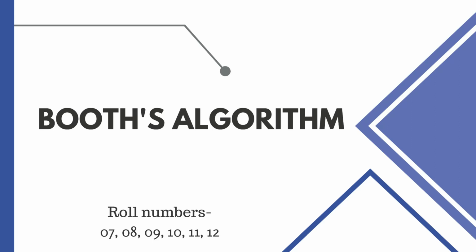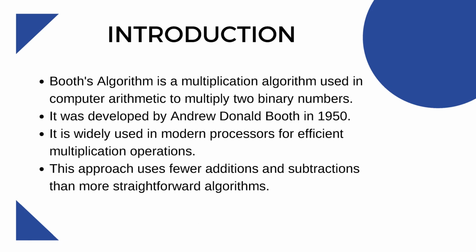Our topic is Booth's algorithm. Introduction. Booth's algorithm is a multiplication algorithm used in computer arithmetic to multiply two binary numbers. It was developed by Andrew Donald Booth in 1950. It is widely used in modern processors for efficient multiplication operations. This approach uses fewer additions and subtractions than more straightforward algorithms.